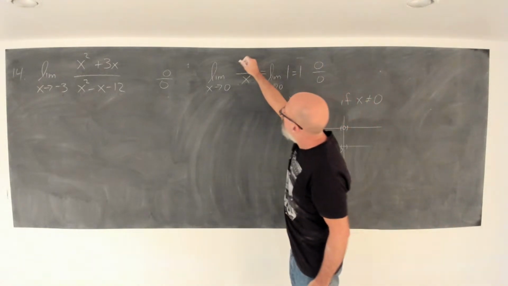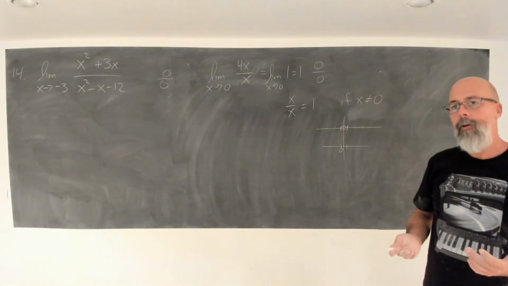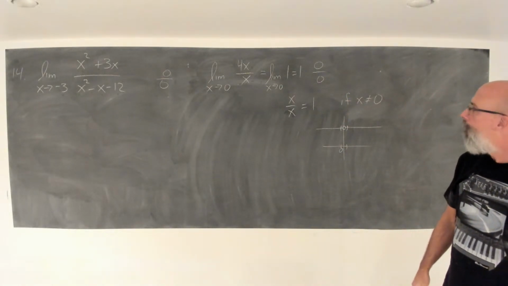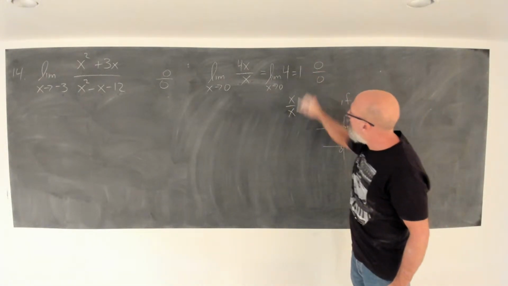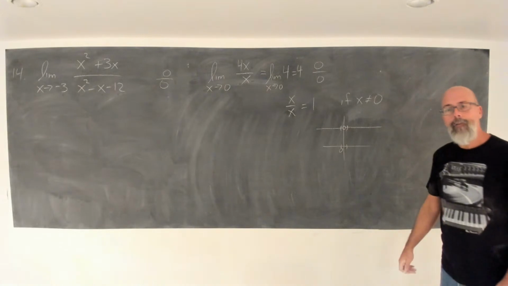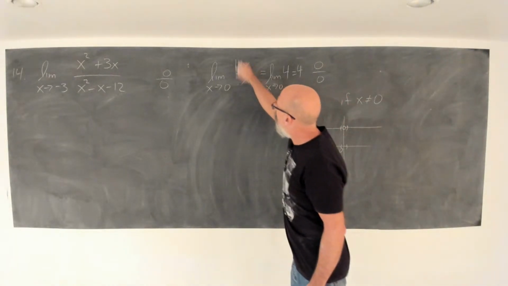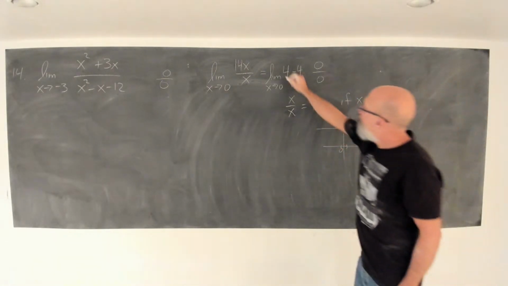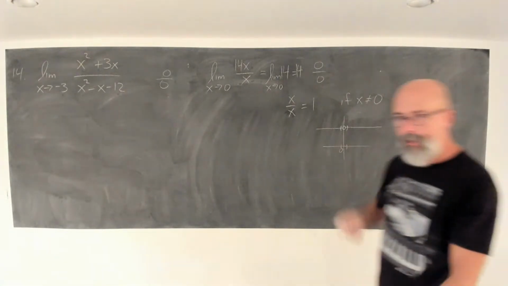But now repeat. Suppose this was a 4. If it was 4x over 4, it would still have the form 0 over 0, but when you simplify, you now have a limit of 4. Exactly that. And if it's 14x over 4, it's still of the form 0 over 0, but here you have a limit of 14. And so on and so on.